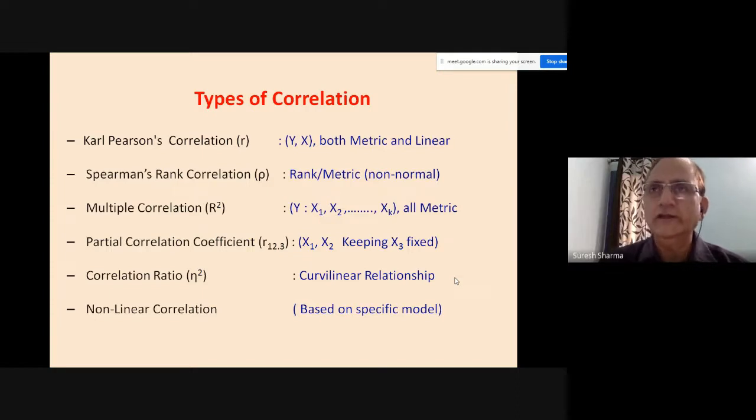We used to study in 10th standard the equation of a straight line. Y is equal to mx plus c. That is the equation of a straight line, where c is the intercept, m is the slope, right? Now, two important points for Karl-Pearson's correlation coefficient. Number one, both y and x should be measurable quantities. Number two, there should be a linear relationship between y and x. That's all. If these two conditions are fulfilled, then you can apply Karl-Pearson's correlation coefficient.